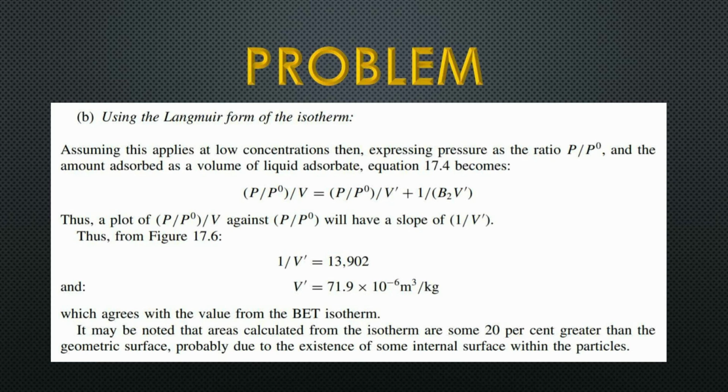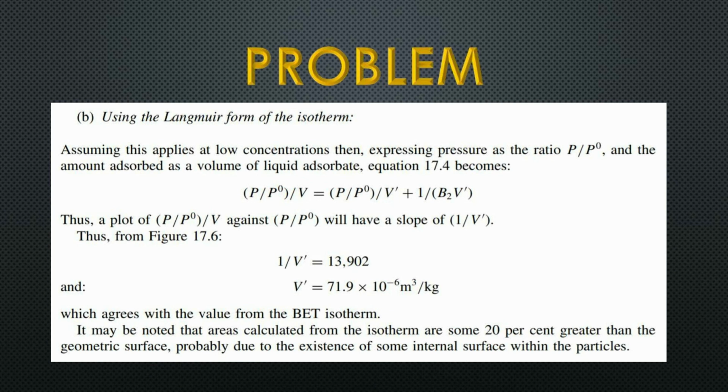Now we will solve the problem using the Langmuir form of the isotherm. This applies at low concentration, expressing the pressure as the ratio P over P naught and the amount adsorbed as the volume of the liquid adsorbate. So we modify equation 17.4 to be P over P naught over V is equal to P over P naught over V prime plus 1 over B sub 2 V prime. It follows the equation of a line, y equals mx plus b. In this case, y is P over P naught over V, x is P over P naught, and the slope is 1 over V prime.